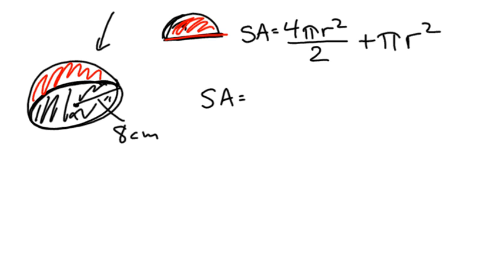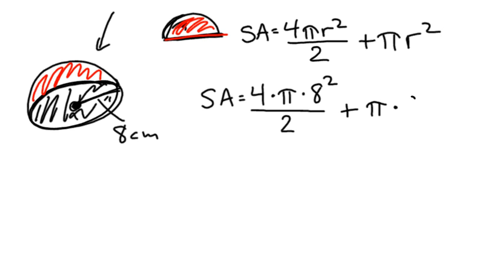I like that question. So our calculation, 4 times pi times, it tells us the radius is 8 centimeters, so 8 squared, divided by 2, plus now that circle on the bottom that gets created. Pi times r squared. So, again, a little bit of a twist. Makes you think, and it's not always bad to think. Sometimes it's good. Hurts a little bit, I know, but it's good for you.